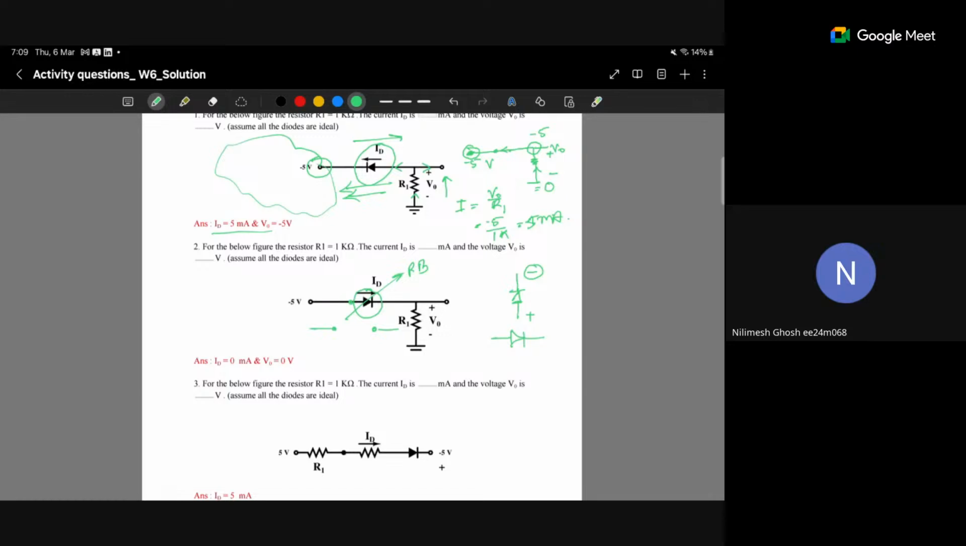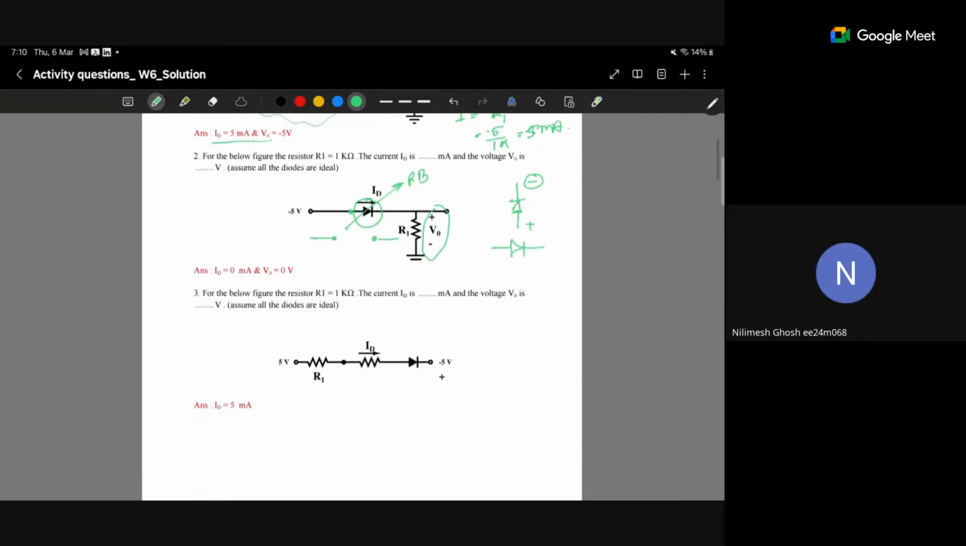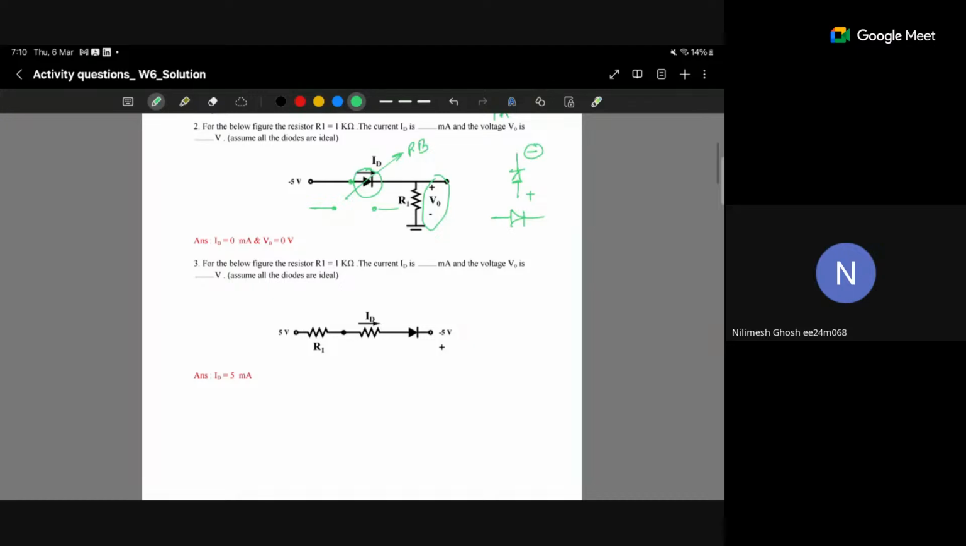If zero current flows through R, then V0 will be 0 volt. So obviously the diode current ID and V0 both will be 0. In the practical case, some leakage current will flow, and we would get some voltage V naught here. But here we have assumed that the diode is ideal, so no current will flow. So ID will be 0 and V naught will be 0.